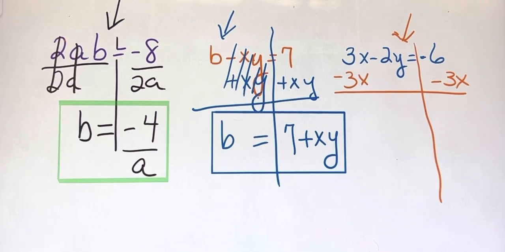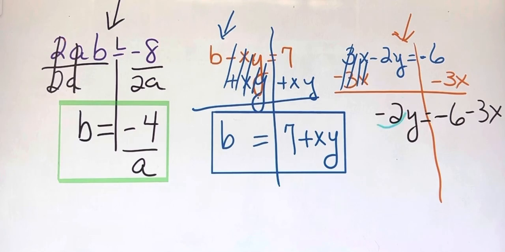So 3x minus 3x over here, we're going to zero that out. And I'm left with -2y. And on this side, again, they're not like terms. So when I have -6 and -3x, I cannot combine them. That 6 does not have an x, so they cannot be combined. So I'm just going to write them the way they are, -6 minus 3x.